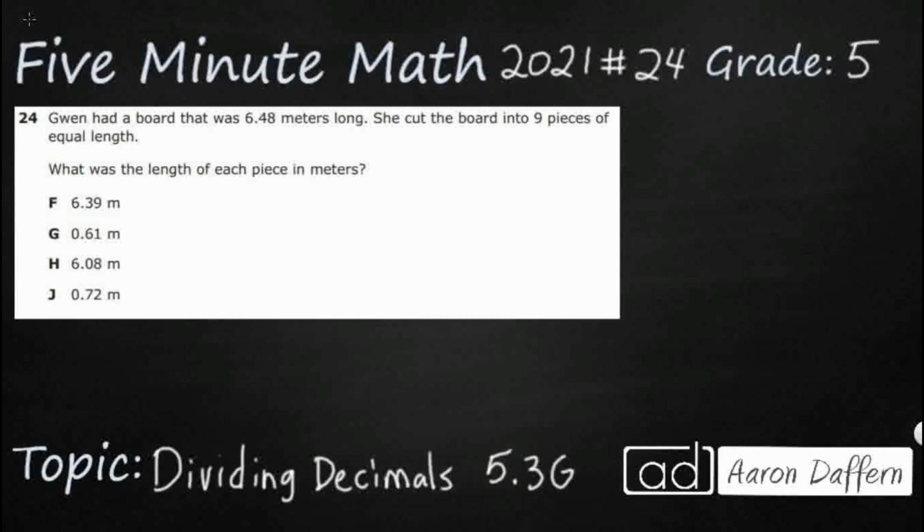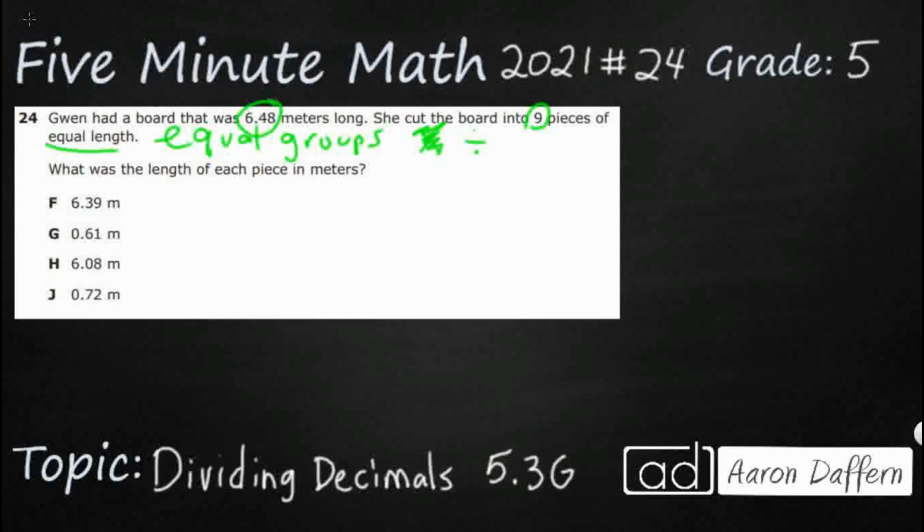So Gwen has a board that is 6.48, or 6 and 48 hundredths, meters long. She cut the board into 9 pieces of equal length. So that's our only clue. When we see equal length, we know that we're dealing with equal groups. Equal groups lets us know we are either going to multiply or divide. What was the length of each piece in meters? Well, even if we wanted to multiply, any of those options are not available in F, G, H, or J. So it's definitely not going to be multiplication. It is going to be division.